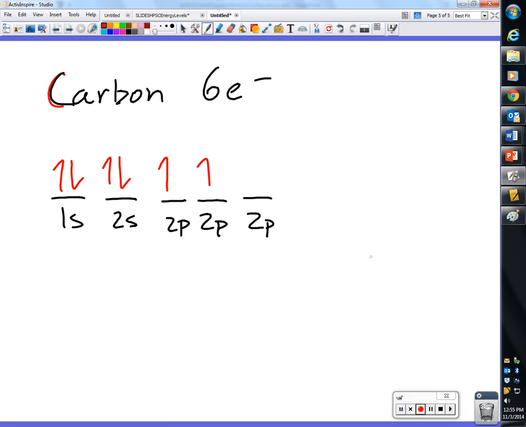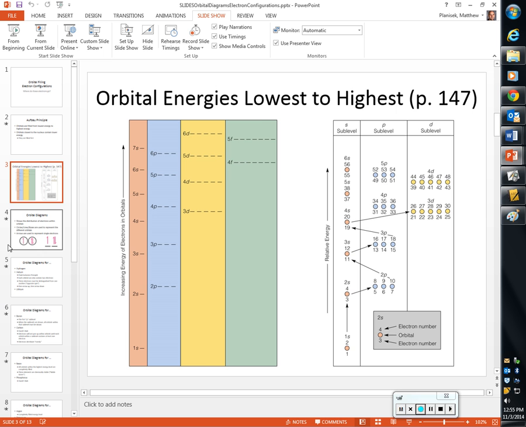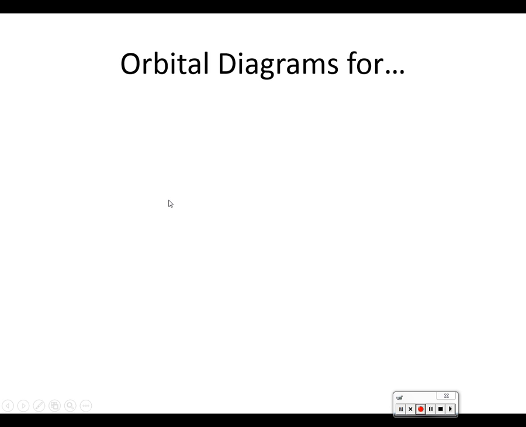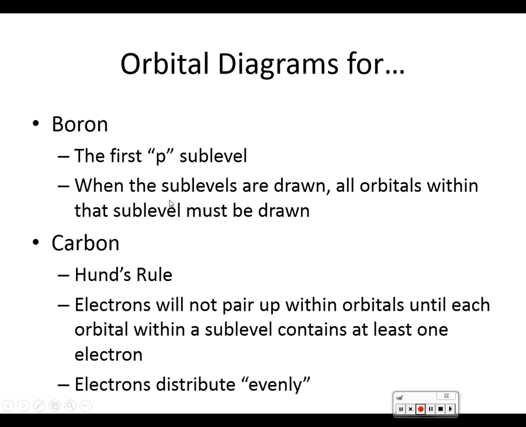Okay? So, we call this idea Hund's rule. Okay? Hund's rule says electrons will not pair up within orbitals until each orbital within a sublevel contains at least 1 electron. You guys have that written word for word on there, right? Underneath the carpet? Okay. Electrons distribute themselves evenly as much as they can. Okay? Does that make sense? Yeah. All right.